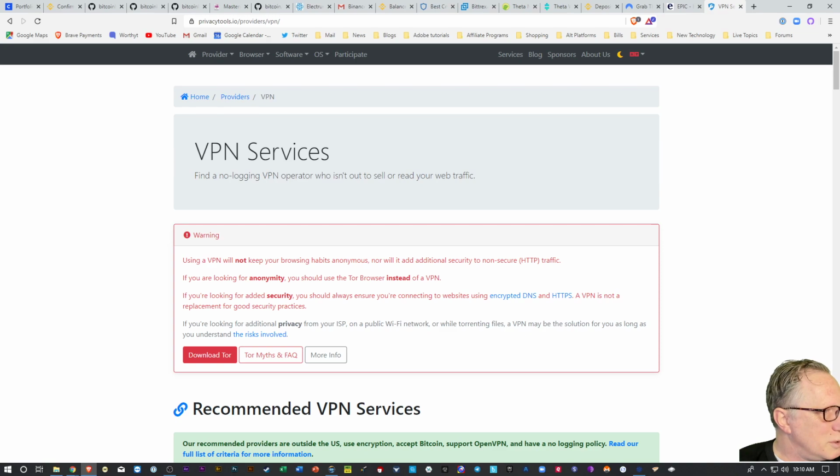Here we go. Licensing issues with Binance. Okay. I'm not sure what that means. Licensing issues. They're not allowing you to log in. They're not allowing you to set up an account.